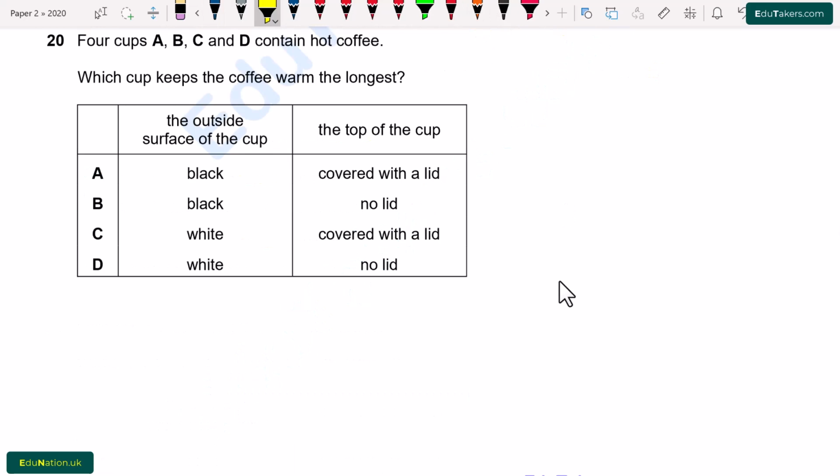Question number 20. 4 cups A, B, C and D contain hot coffee. Which cup keeps the coffee warm the longest? The outside surface of the cup, the top of the cup. Option A. Black, covered with a lid. B. Black, no lid. C. White, covered with a lid. D. White and no lid.